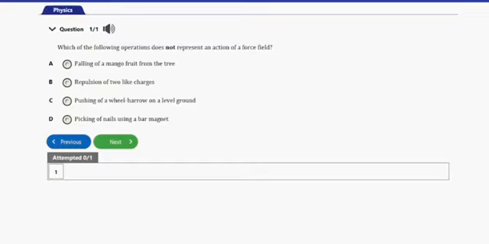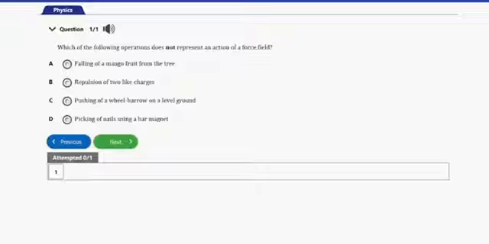Falling of a mango fruit from the tree is actually representing a gravitational force field. Then repulsion of two like charges is actually representing an electric force field. Then picking of nails using a bar magnet is representing a magnetic force field.